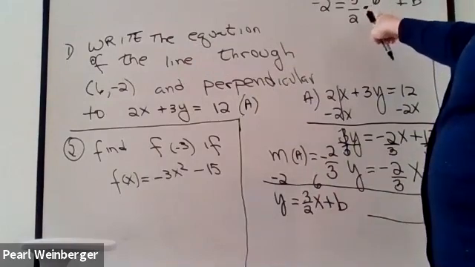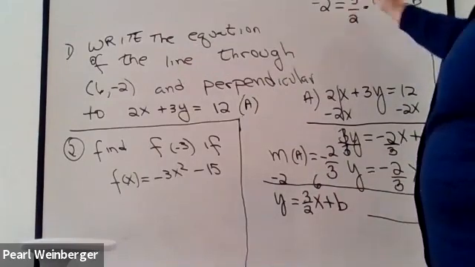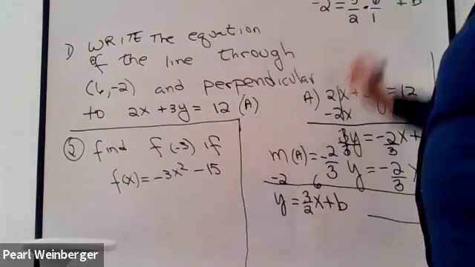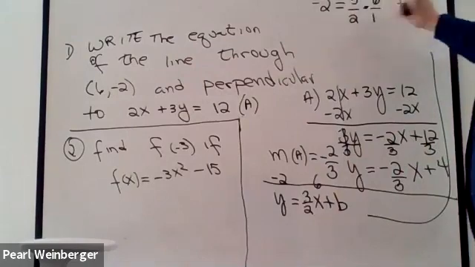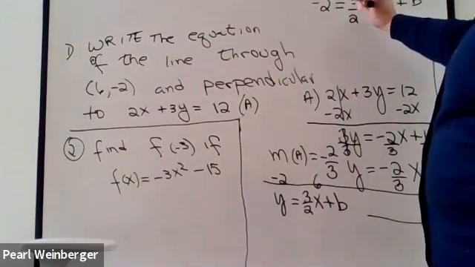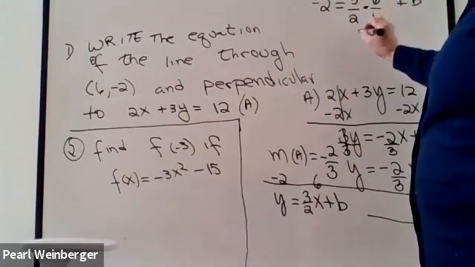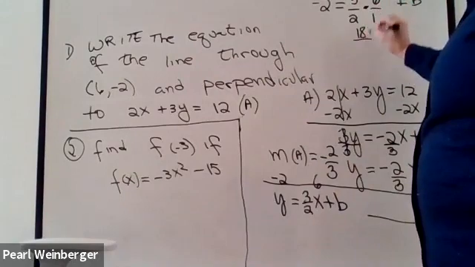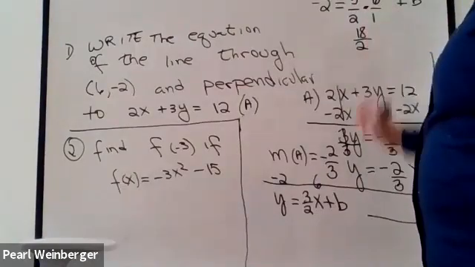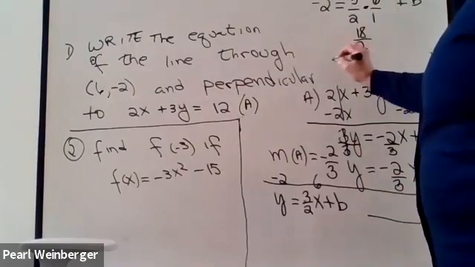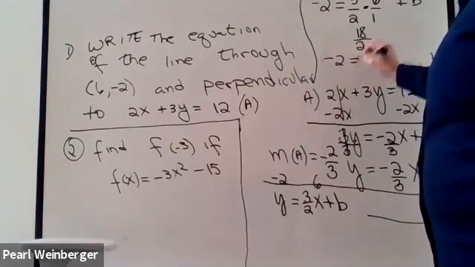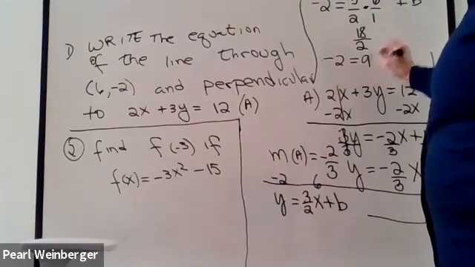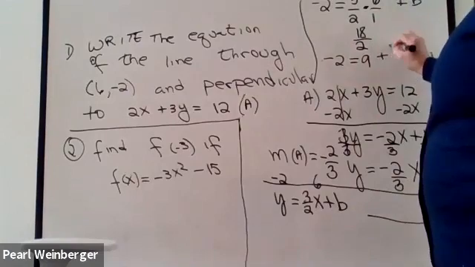Now remember what I told you to do. When you have a fraction for your slope, put the number that's next to it over 1 so that you end up with a fraction. And when you're multiplying the fractions, which is the next step, you multiply the tops together. 3 times 6 gives you 18, and 2 times 1 gives you 2. So this will end up being -2 equals 9, because 18 over 2 is 9, plus b.